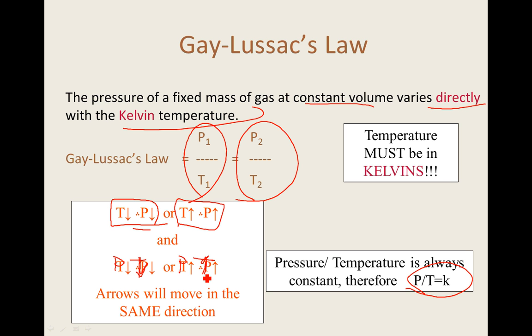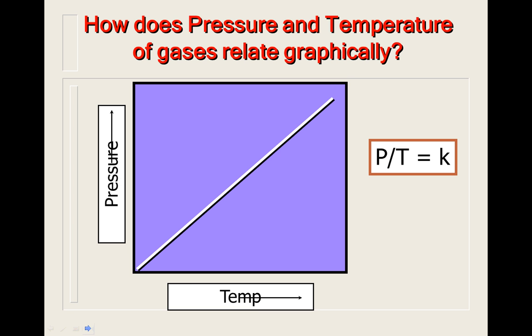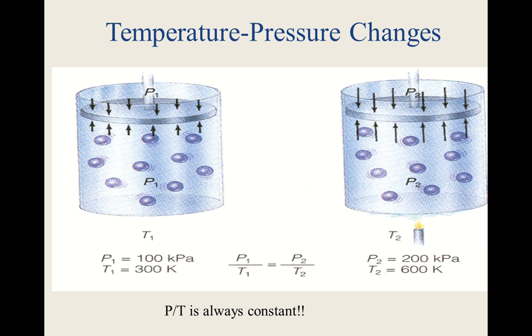Arrows moving in the same direction is what you should find on this particular one. So tell me what this graph will look like. Connor's on the graph today. Connor's ready for the graph. He's right. Okay? It's a direct relationship, so it should all go up. I believe P over T then is going to be a constant.